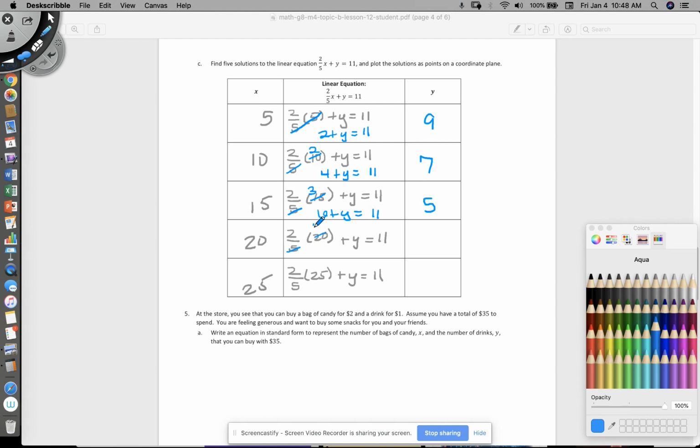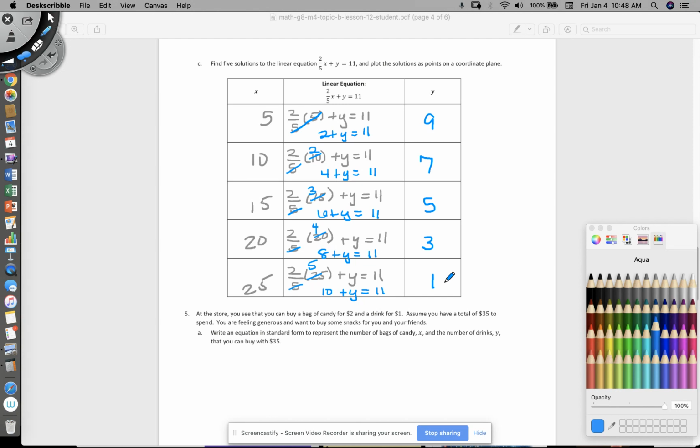5 goes into 20 4 times. 2 times 4 is 8, plus what gives me 11? I would need 3. And 5 goes into 25 5 times. 5 times 2 is 10. 10 plus what would give me 11? And the answer would be 1. So you're going to see if you pick your own multiples, or you can pick your own values and use this cancellation method, it makes it a little bit easier, and you can do a little bit more mental math with it as well.